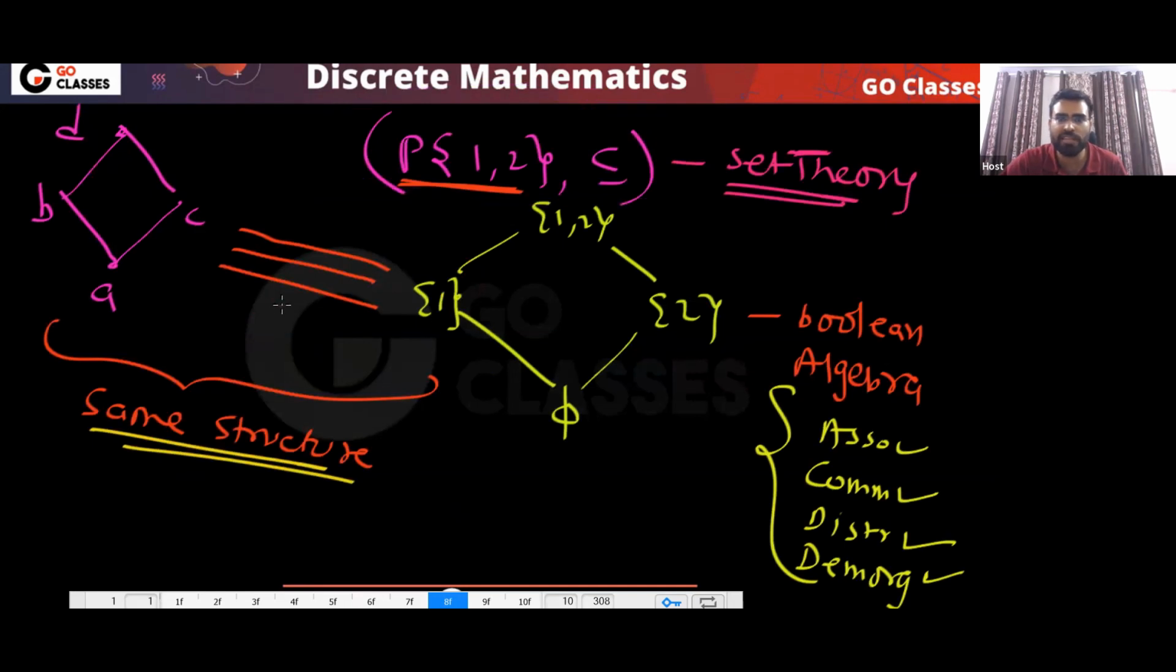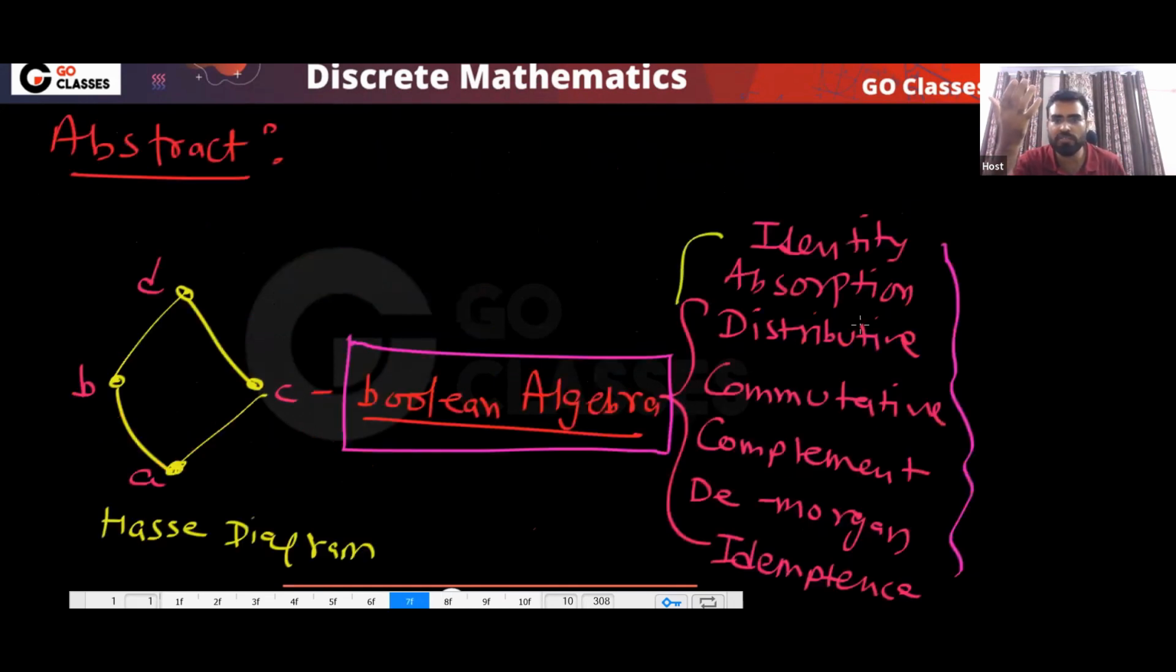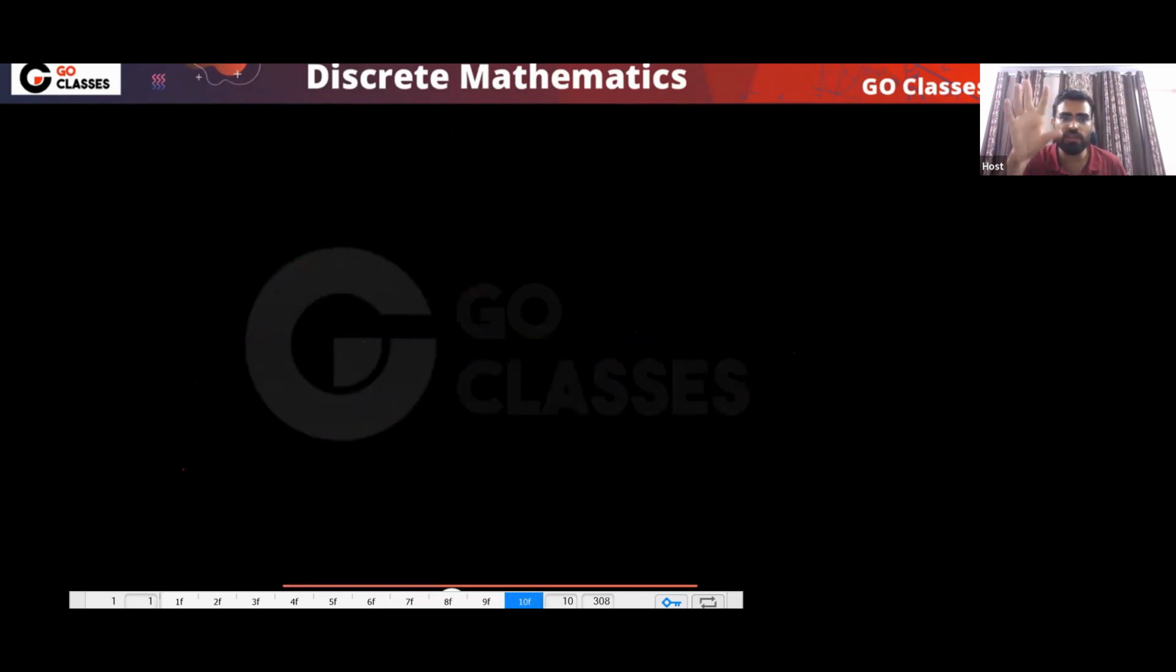And what is that similarity? They both are Boolean algebra. And because they both are Boolean algebra, I can say that all these properties will be satisfied. Right? Now, I can take another completely different field, that is the propositional logic field.